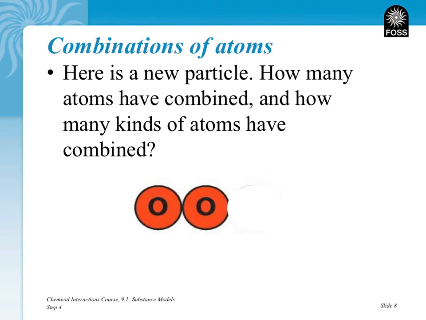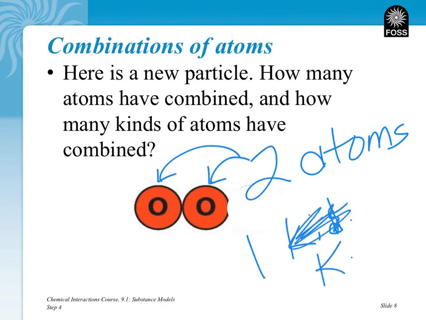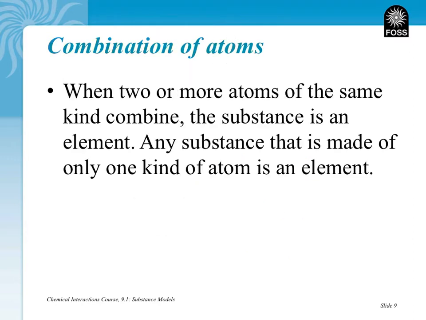So there's two atoms, this one and this one, but only one kind of atom, and that being oxygen. So even when we have two or more atoms of the same kind combining, that substance we still call an element. Any substance that is made of only one kind of atom is that element.